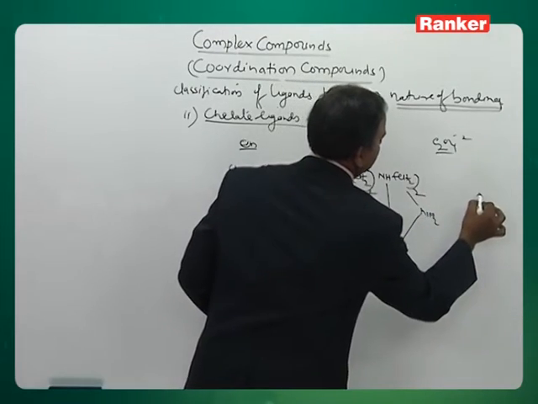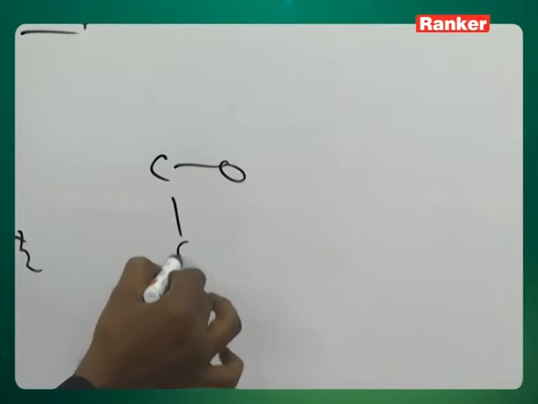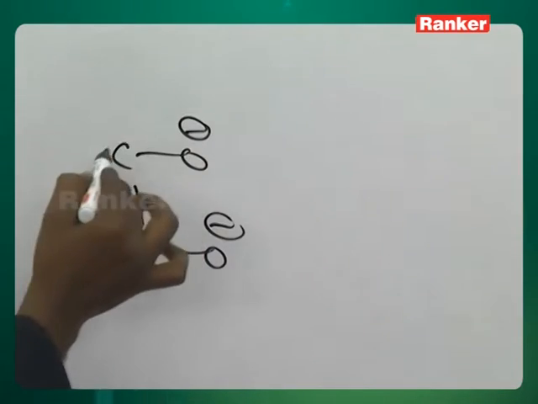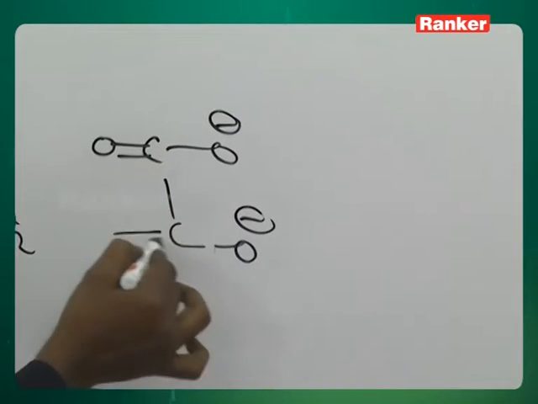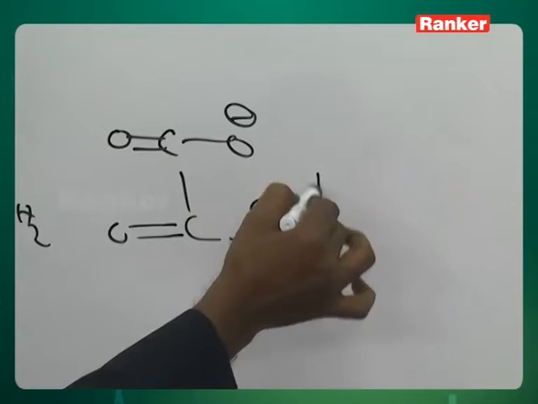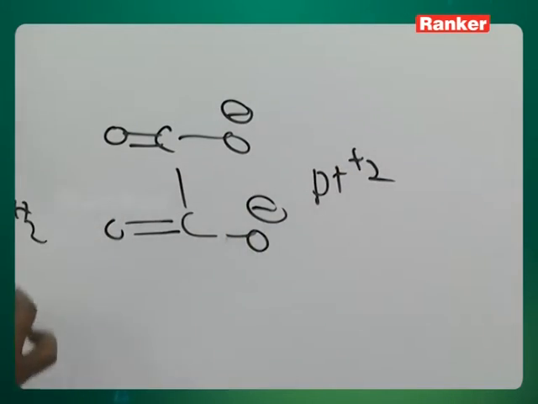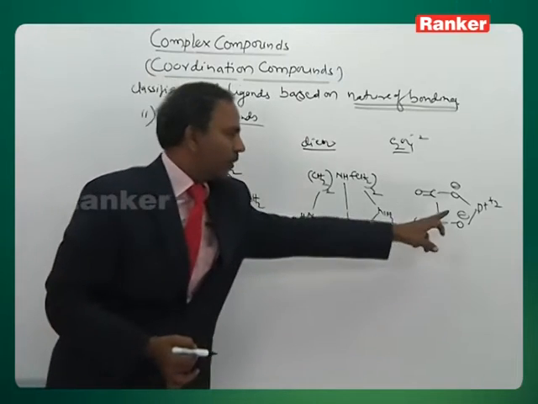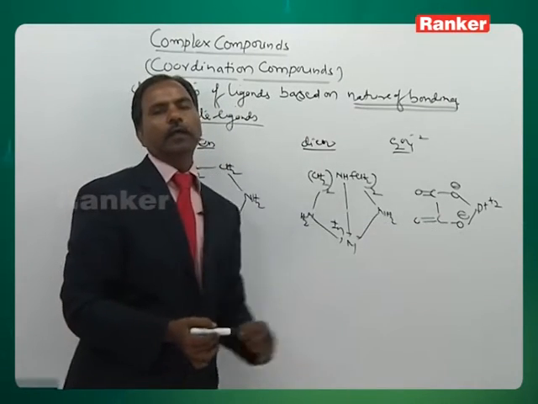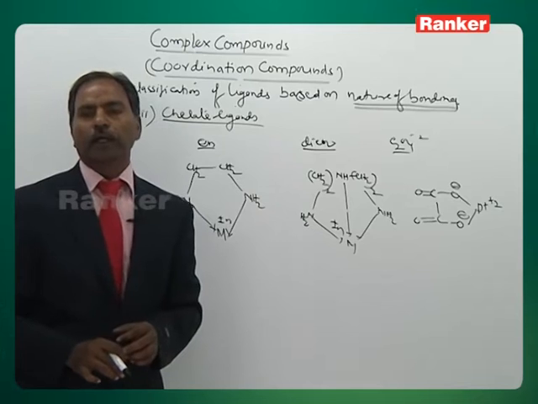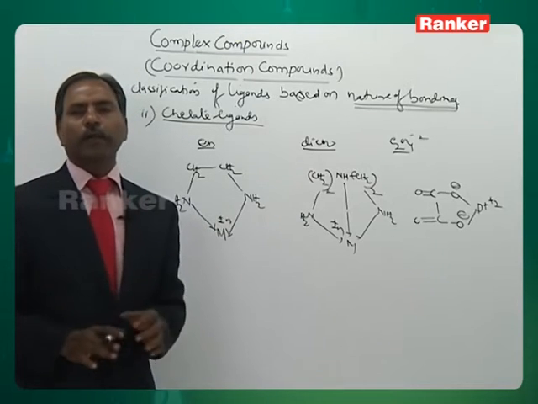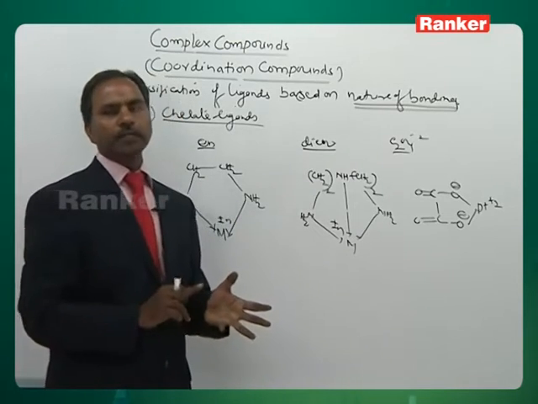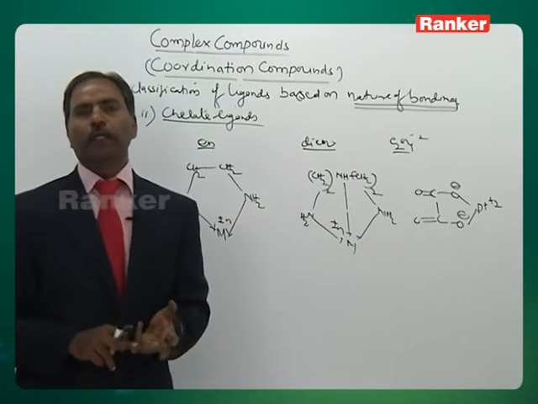Let me show one more, the oxalato ligand. You know the structure of oxalato ligand. This particular oxalato ligand is bidentate, you are looking on the board. Let us consider it is linked to platinum, like this. Around platinum, it is forming a ring. This ring is a chelate ring. The ligand is a chelate ligand. So all the polydentate ligands we can consider as chelate ligands. First one is flexidentate. Second one is chelate ligand.